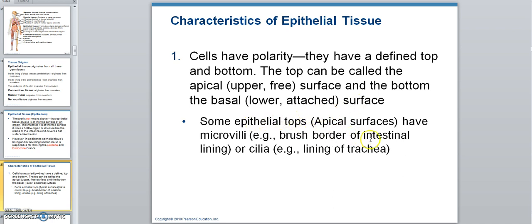Some epithelial cells have microvilli. You may recall I spoke of microvilli in the cell chapter, and we said that they increase surface area and that the core of it has a microfilament actin. And then we spoke of cilia. Cilia move stuff over the top of the cell. Their core was microtubules. So some epithelial cells have a modified surface. Okay? But they have polarity.